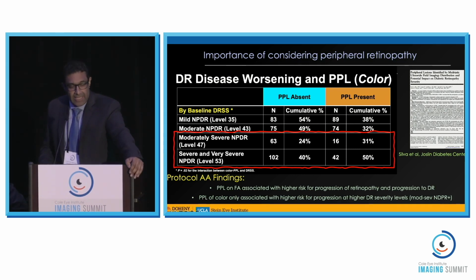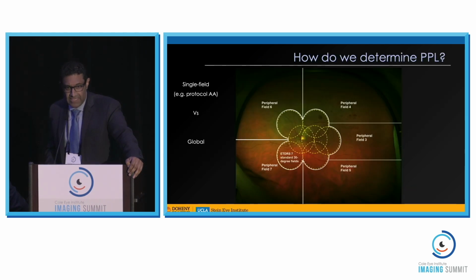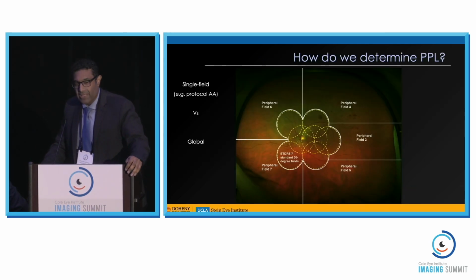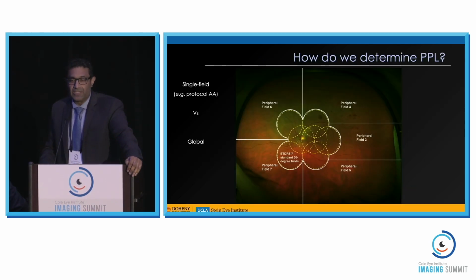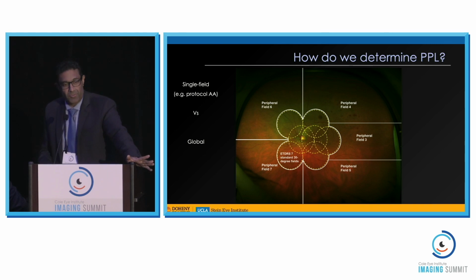Interestingly, in particular, I think the mild and moderate patients behave somewhat bizarrely on the color photographs. But in any event, if you looked at the patients with moderately severe or severe NPDR, you did see a higher risk in patients with predominantly peripheral lesions. I think there are a lot of questions about that you need to really dig into in understanding this data. But how do we determine that PPL, or predominantly peripheral lesions, are present?